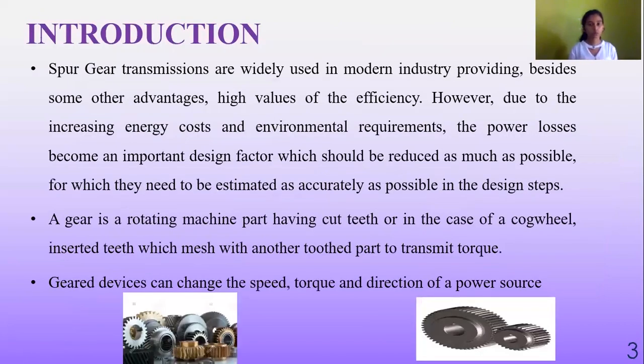I would like to move on to the introduction of our presentation. Metaspore gears are the most easily visualized common gears that transmit motion between two parallel shafts. Also, because of the ease of reproduction, these gears can be made to a high degree of precision. A gear is a rotating machine part having cut teeth, or in the case of a cogwheel, inserted teeth, which mesh with another toothed part to transmit torque. On the other hand, spur gears have a disadvantage in that they easily make noise.